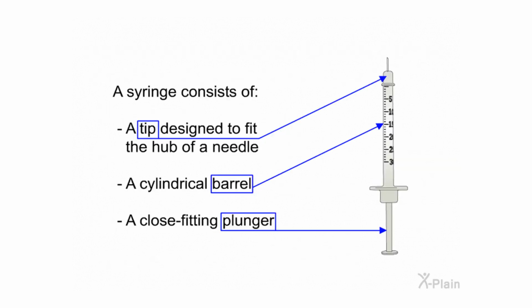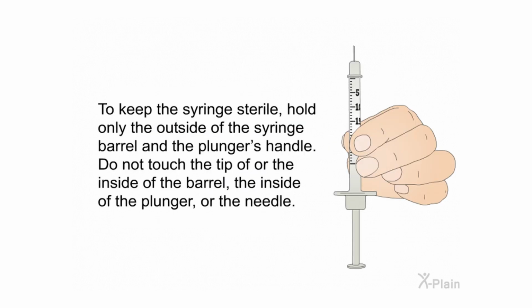A syringe consists of a tip designed to fit the hub of a needle, a cylindrical barrel, a close-fitting plunger. To keep the syringe sterile, hold only the outside of the syringe barrel and the plunger's handle. Do not touch the tip of or the inside of the barrel, the inside of the plunger, or the needle.